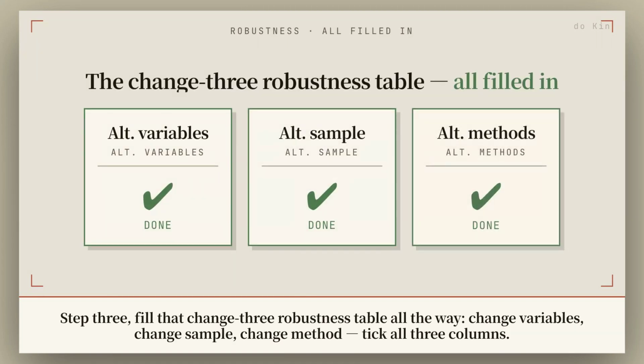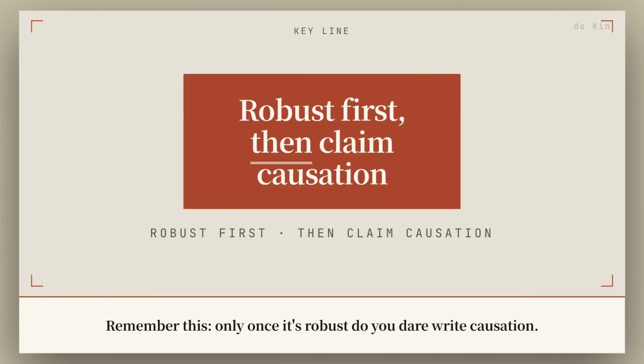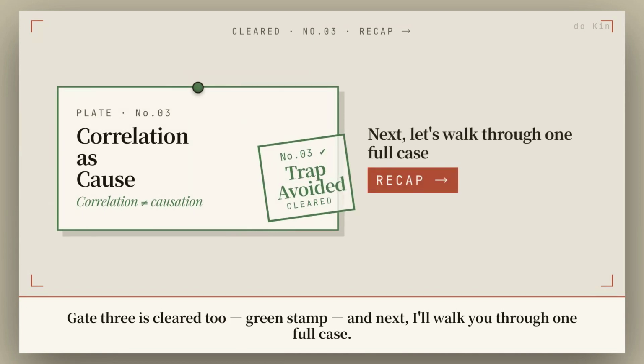Step 3. Fill that change 3 robustness table all the way. Change variables, change sample, change method. Take all 3 columns. When the coefficient sign and significance stay stable across several specifications, that's when your conclusion is safe to write down. Remember this. Only once it's robust do you dare write causation. Gate 3 is clear too. Green stamp. And next, I'll walk you through one full case.